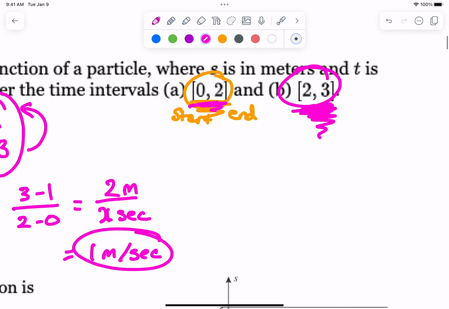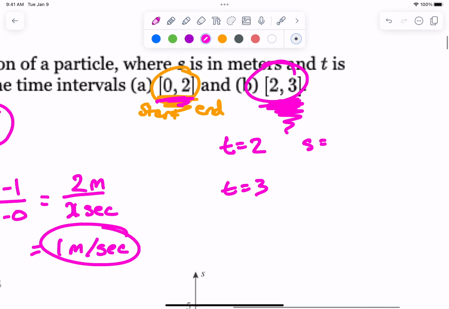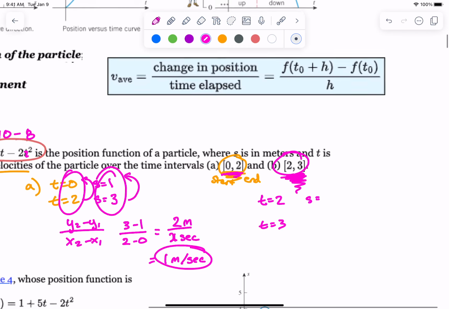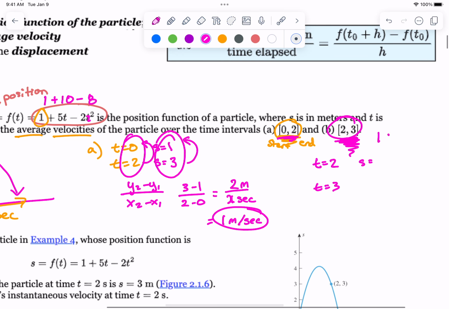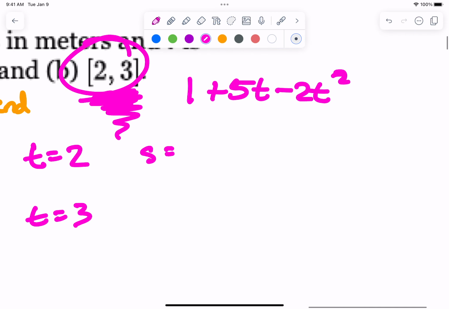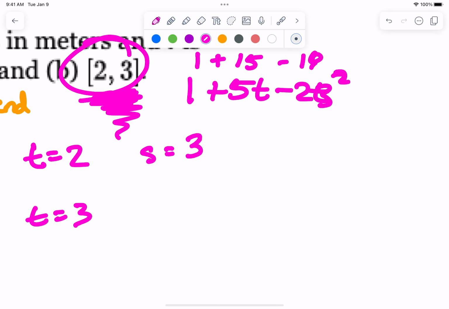If you go 2 to 3 seconds, 2 is my start, so at a time of 2 versus a time of 3. Let's figure out what S is. We already figured out what S is at 2. If we plug 2 into our function, 1 plus 5t minus 2t squared, we got 3. If we plug 3 in there, 1 plus 15 minus 3 squared is 9, times 2 is 18. 1 plus 15 minus 18.